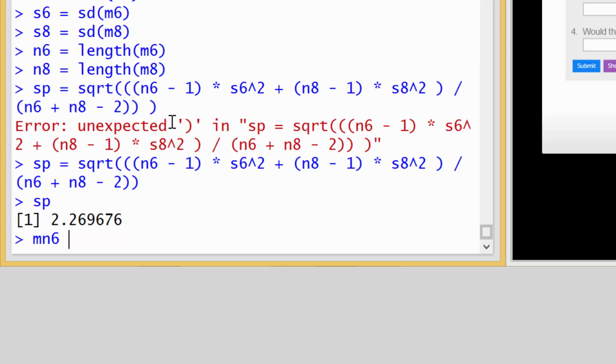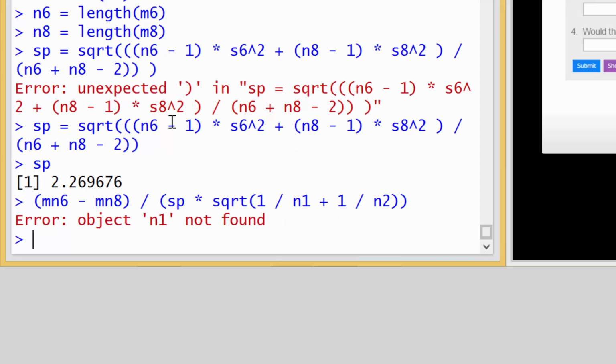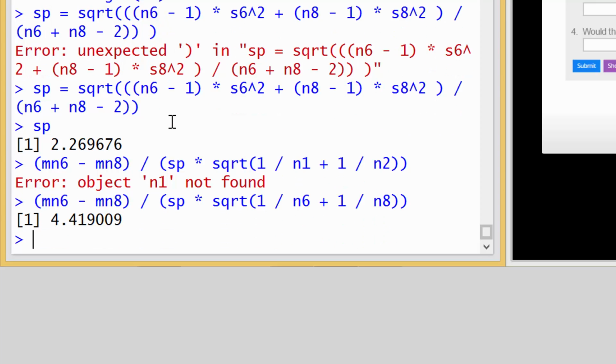Okay, so my t-statistic is going to be my mean for 6 minus my mean for 8, divided by Sp. Well, let me just put it in parentheses: Sp times the square root of 1 over n1 plus 1 over n2. Okay? Not n1 and n2, sorry, n6 and n8. Okay, 4.42, just like we had before.